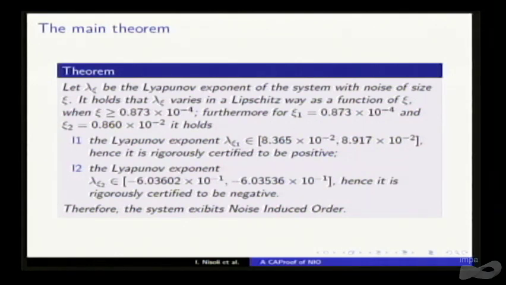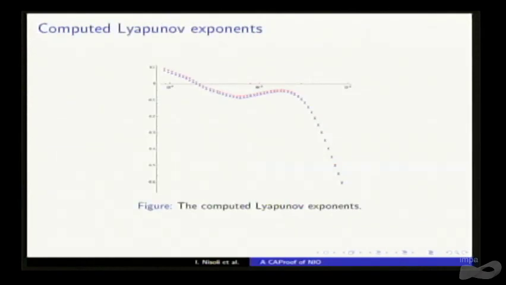And if you take a small noise, and you take a big noise, that is one, then you see that for the small noise, the Lyapunov exponent is rigorously certified to be positive. And for a big noise, the Lyapunov exponent is rigorously certified to be negative. Okay? And these are the computed Lyapunov exponents.